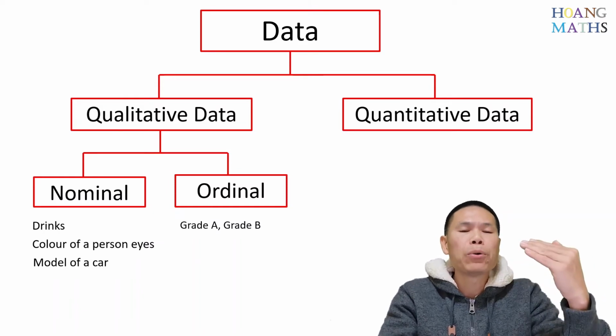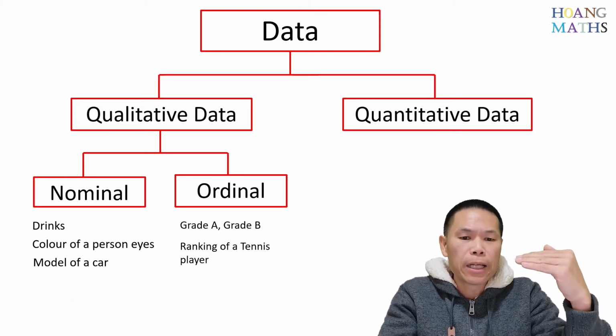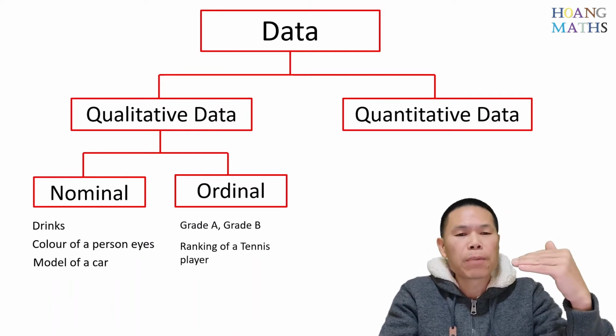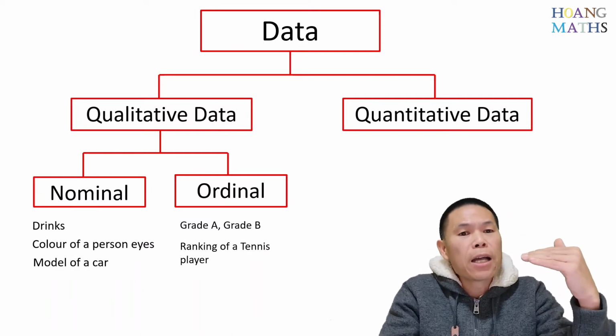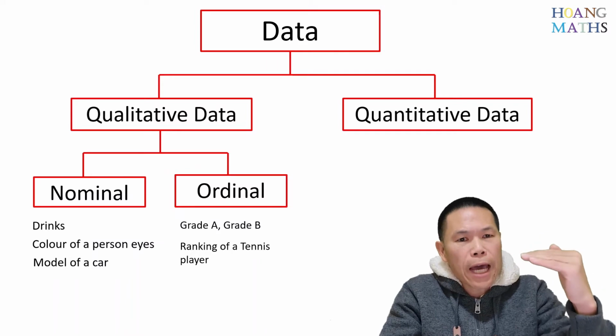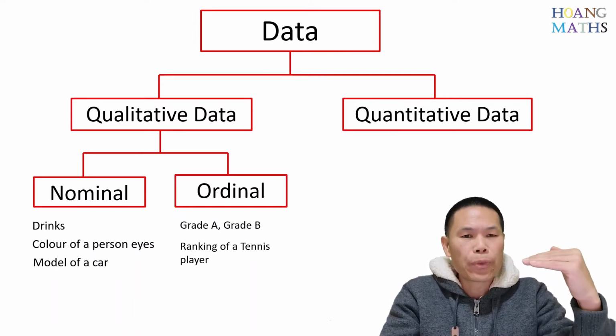Another example is the positions of a tennis player, the ranking of a tennis player, if you like. So these are ordinal data. Any data that can be ranked is ordinal, okay?